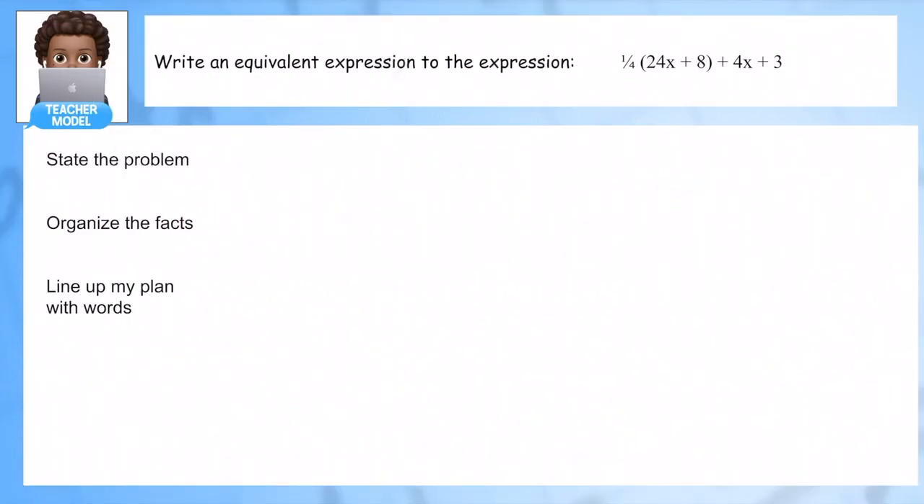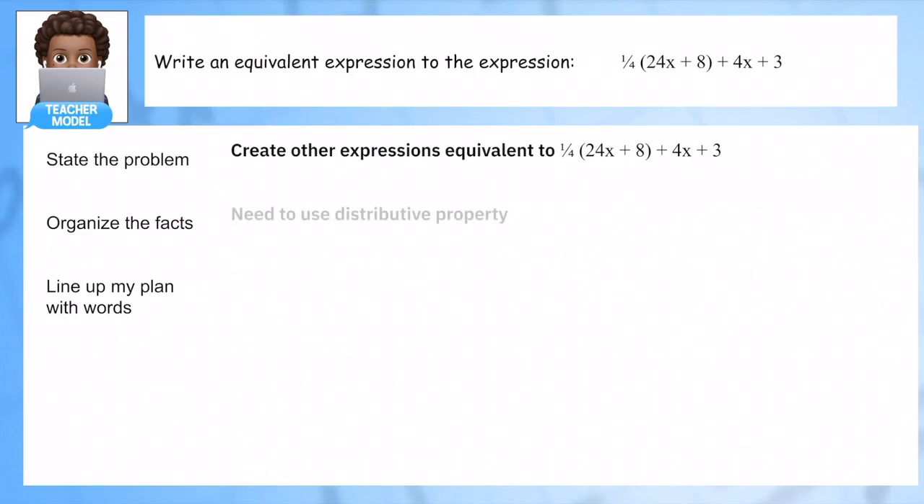Let's look at our second practice problem for today. Write an equivalent expression to the expression 1/4 times (24x plus 8) plus 4x plus 3. So pretty much I have to create expressions that are equivalent to this long expression over here. And so what do we see and notice?